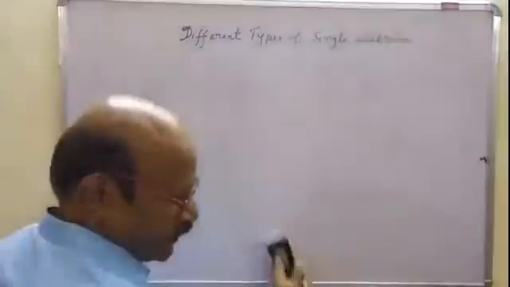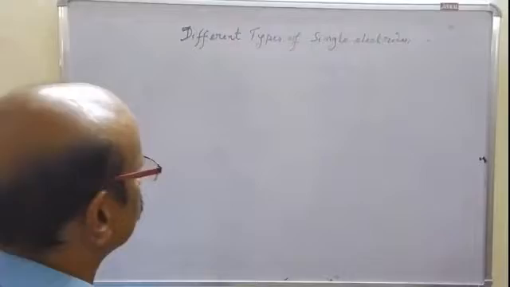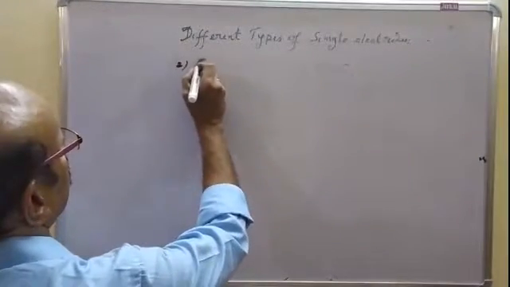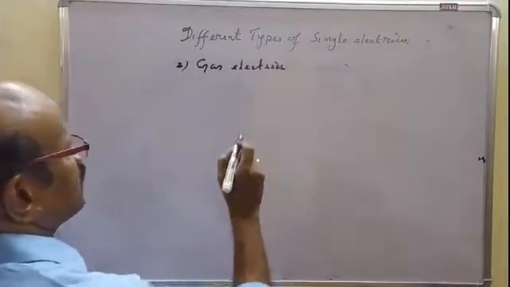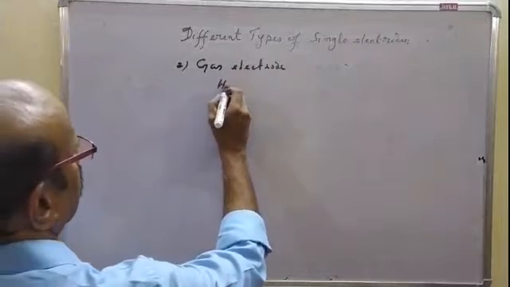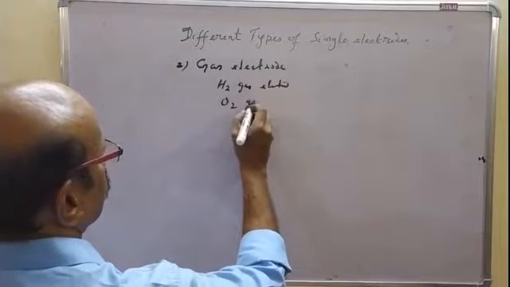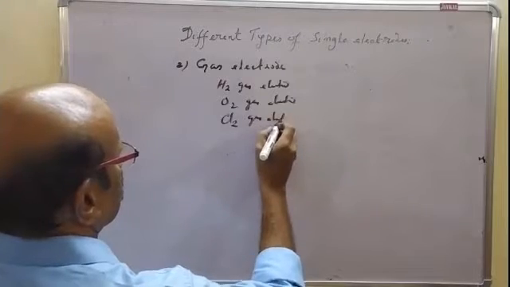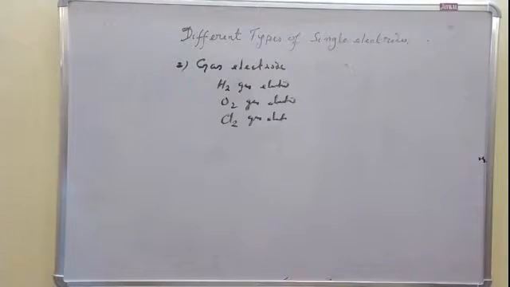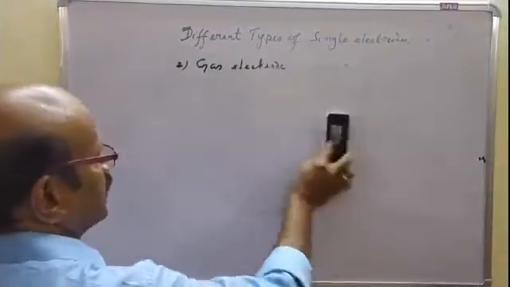Then the second case of single electrode are the gas electrode. The gas electrode. Examples are hydrogen gas electrode, oxygen gas electrode, and chlorine gas electrode, etc. Okay, these are the examples of gas electrode. A typical example usually employed is the hydrogen gas electrode.